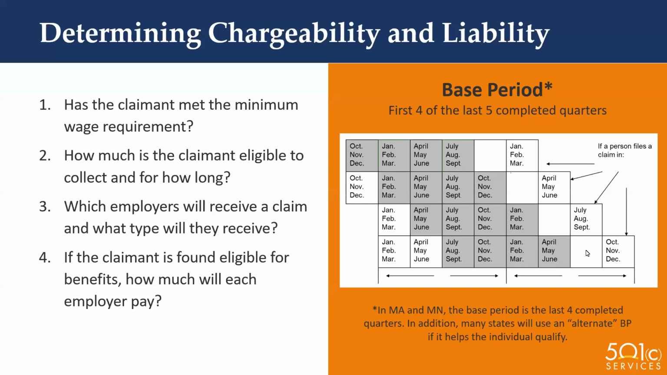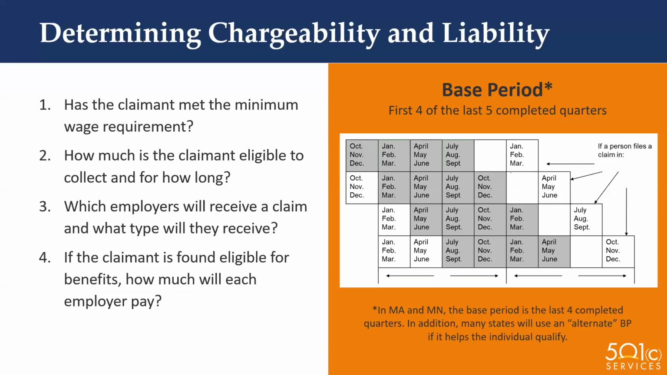It's called the lag quarter. That quarter is not included in the base period. And you'll see the 4 quarters prior to that are shaded. That's going to be your base period. So if someone filed a claim today, the base period is going to be July 2023 through June 2024.